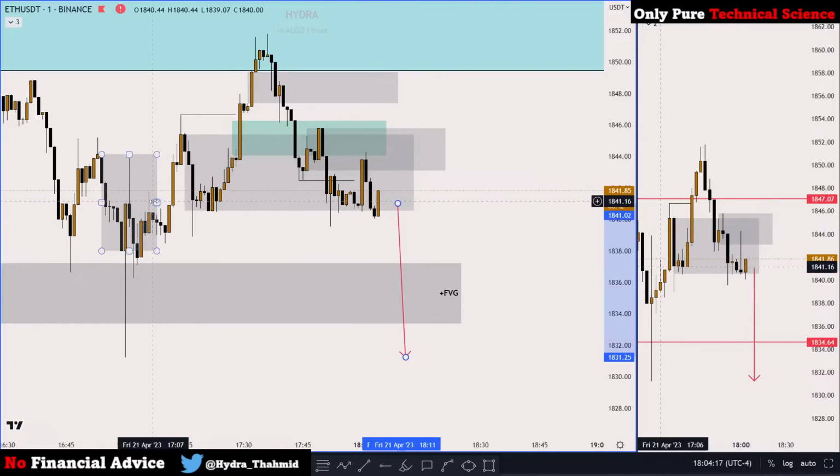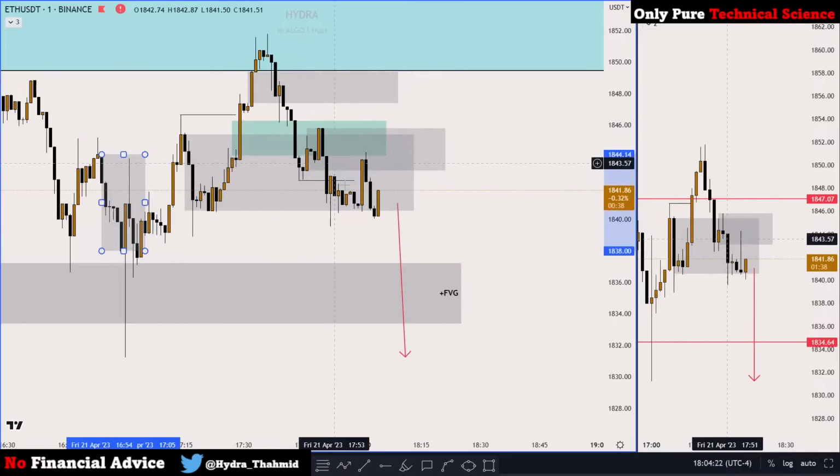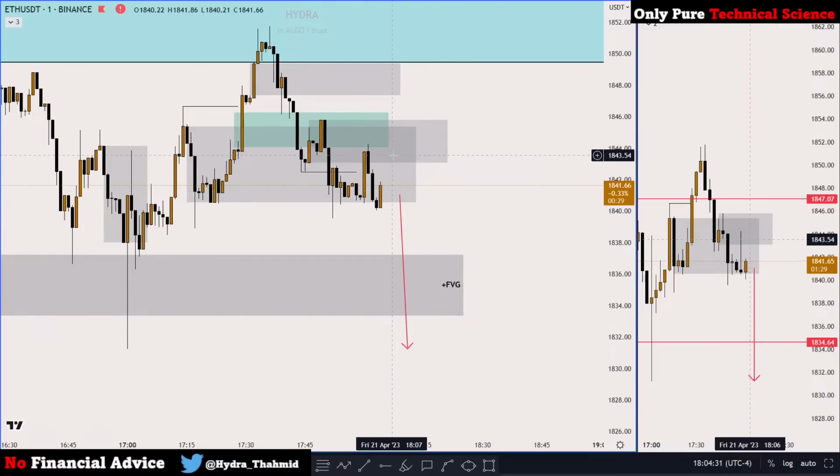But remember, guys, I trust this 5 minute fair value, 5 minute breaker block more than I do this 1 minute. But anyway, let's see what price does. We are here to learn, so let's learn.